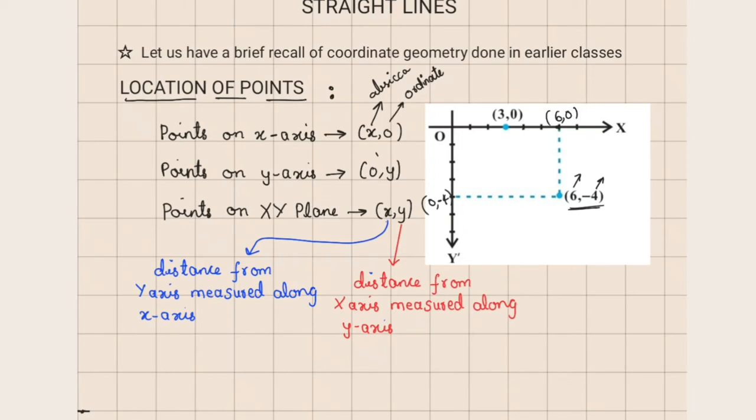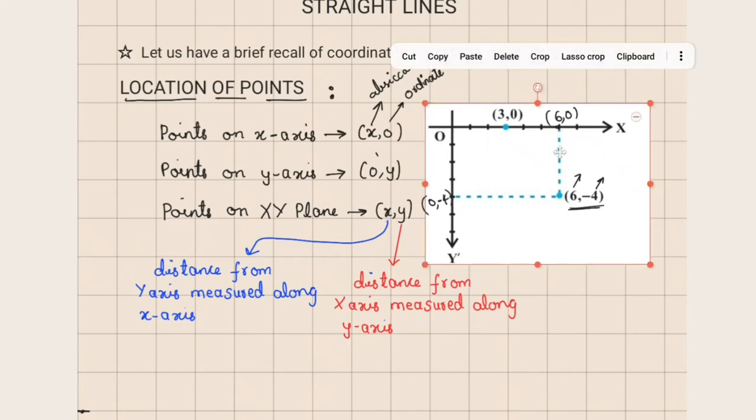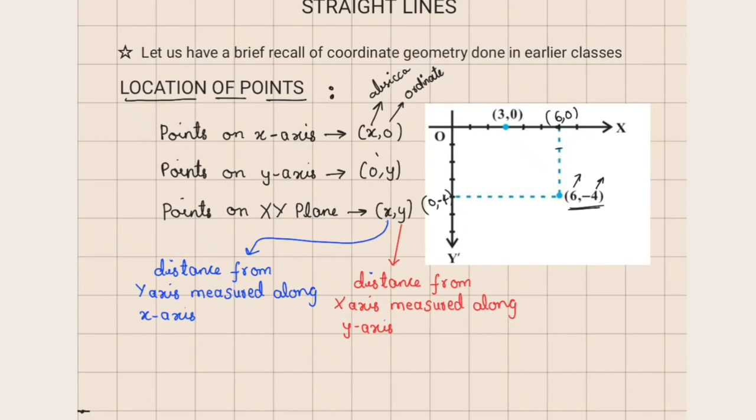And then its ordinate is minus 4. So from that point 6 comma 0, we need to move downward 4 units. 1 unit, 2 units, 3 units and 4th unit. So this point will be 6 comma minus 4.